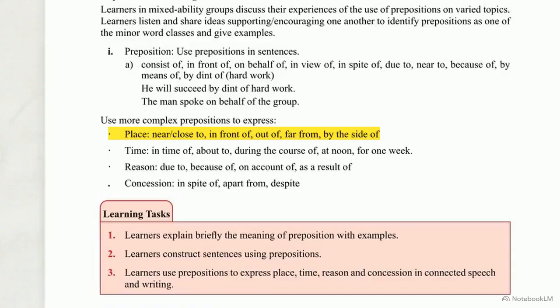Complex prepositions define physical space, like in front of, or temporal points, like during the course of. They build logical links. Prepositions of reason denote cause and effect, while prepositions of concession present contrasting ideas. Selecting the correct preposition defines context. In "he will succeed by dint of hard work," by dint of establishes the exact cause.